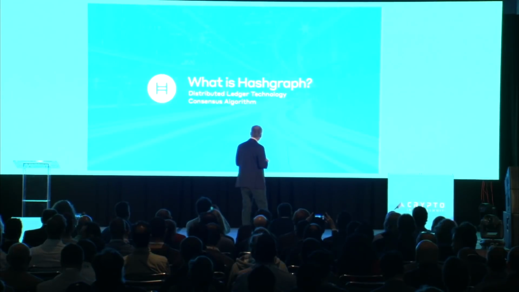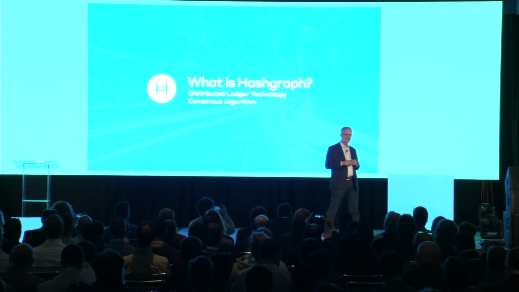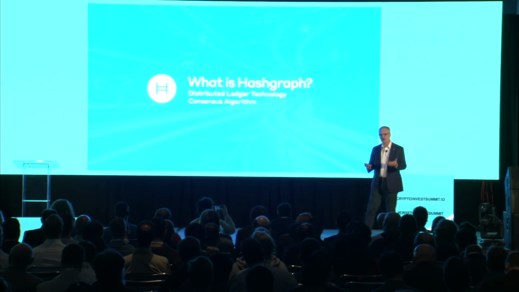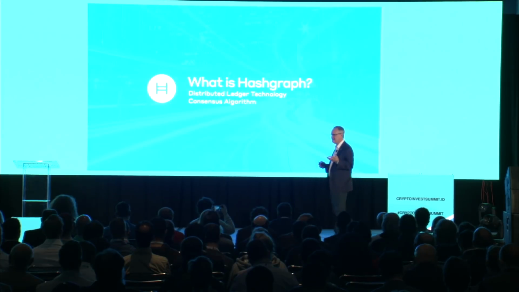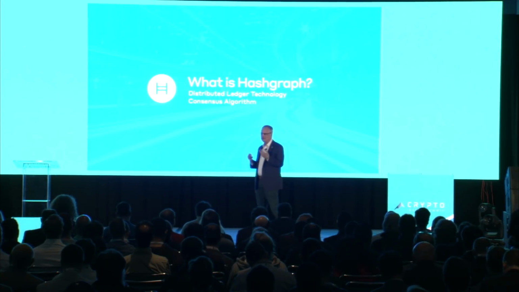There we go. So what is Hashgraph? Hashgraph is, first and foremost, not blockchain. Hashgraph is an alternative to blockchain. Blockchain is a term that describes a data structure and a consensus algorithm. Hashgraph is similar in that regard.